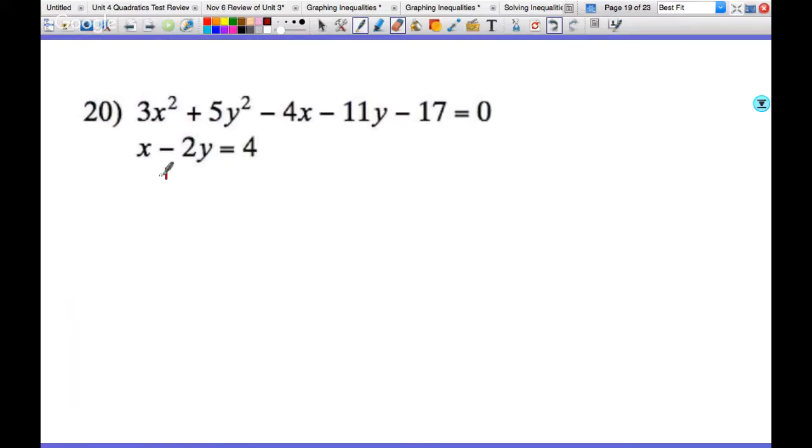All right, let me go through this one. This one we're going to stop short because we're going to reach a point where we realize this has no solutions.